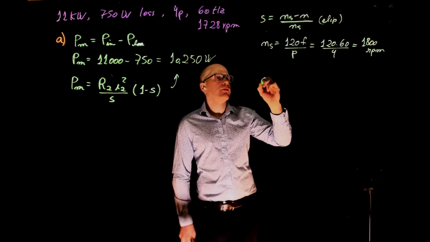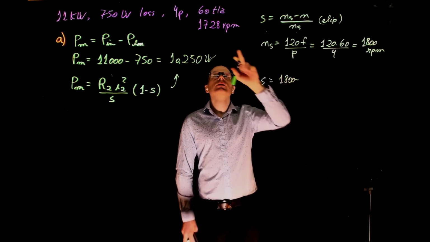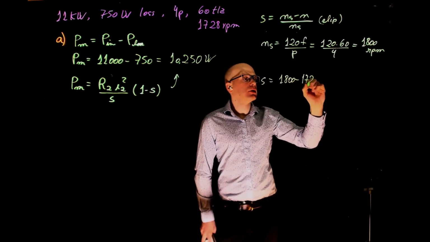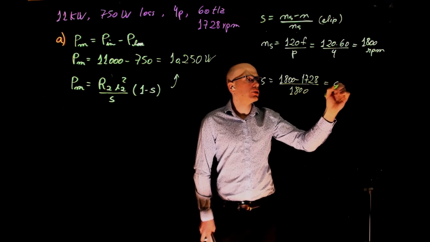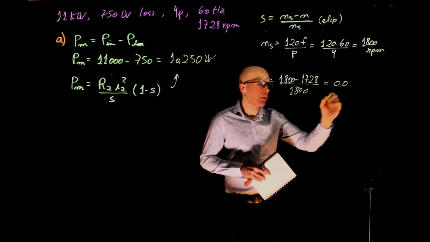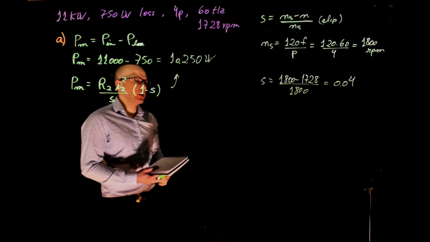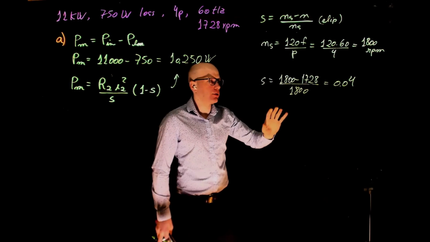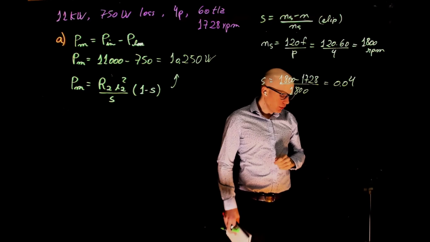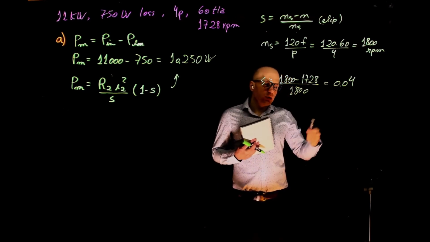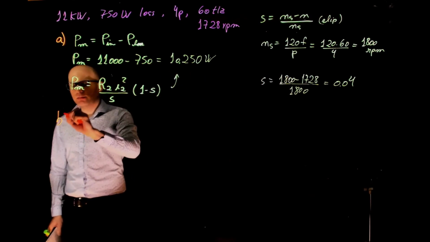Now you can calculate the slip factor. The slip factor is 1800 minus the actual speed, 1728, divided by 1800, which is 0.04. This is the slip factor at this specific operating condition, and this is the power converted into mechanical power. So that's the power that was converted into mechanical power. Question B asks, what is the air gap power?